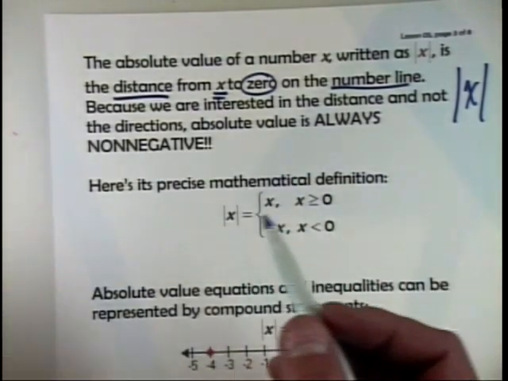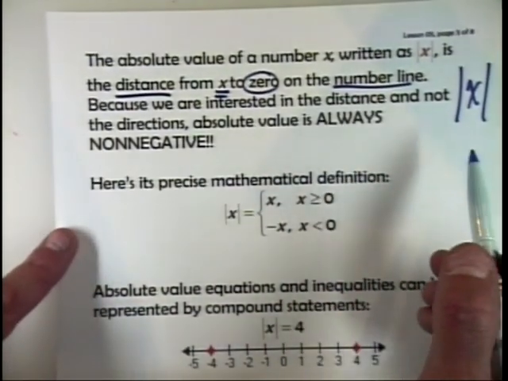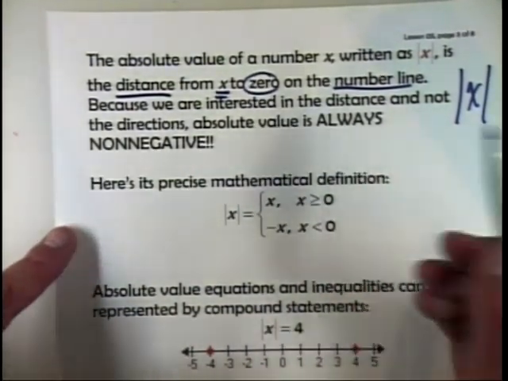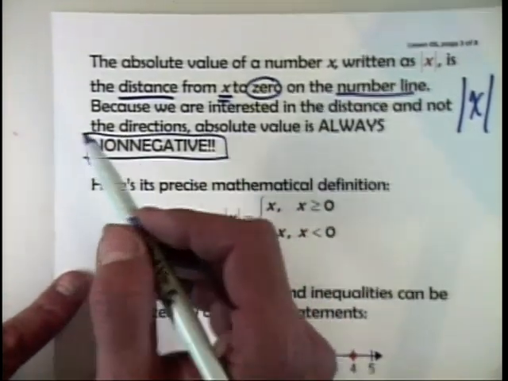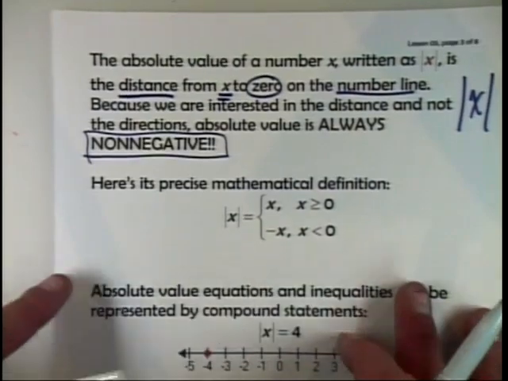And because we're interested in distance and not necessarily the direction or the directed distance, we're always looking at positive values or maybe 0. So we say non-negative values. 0 at the very least or positive numbers. So we can't have negative numbers when we're talking about absolute values. It's a distance, positive distance.